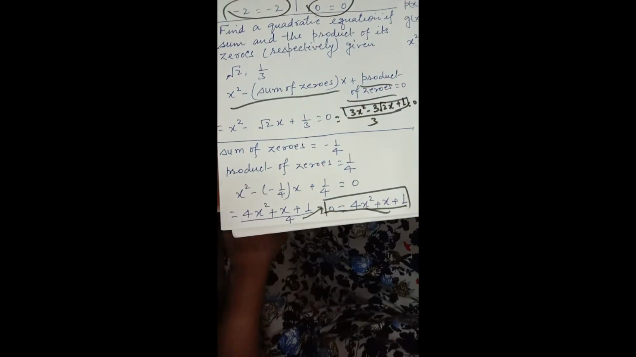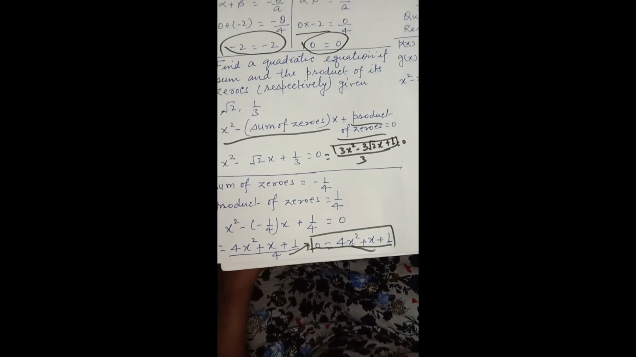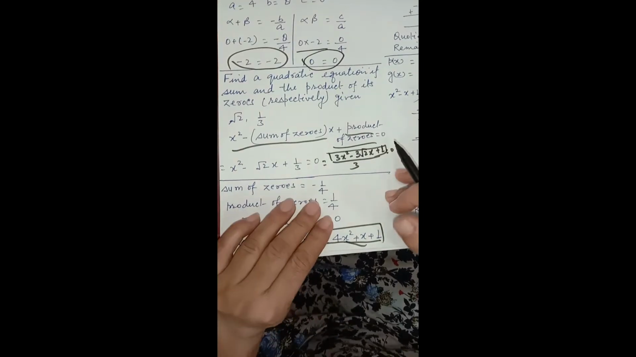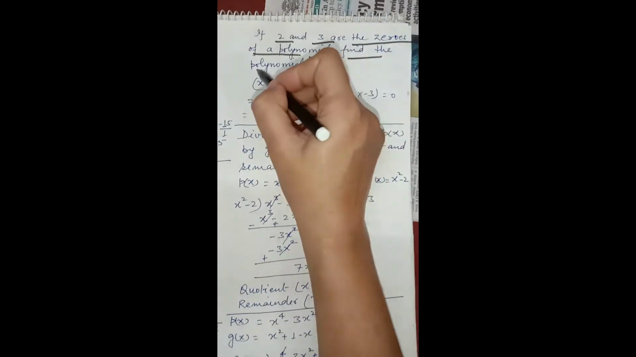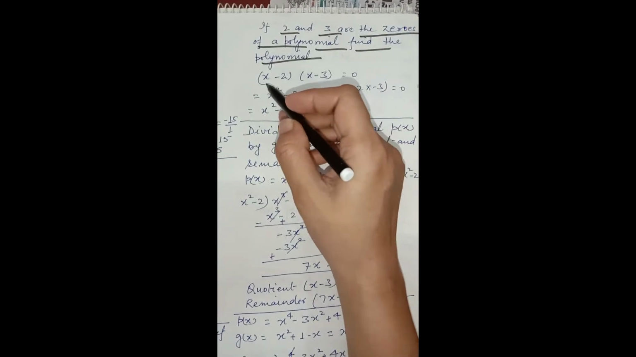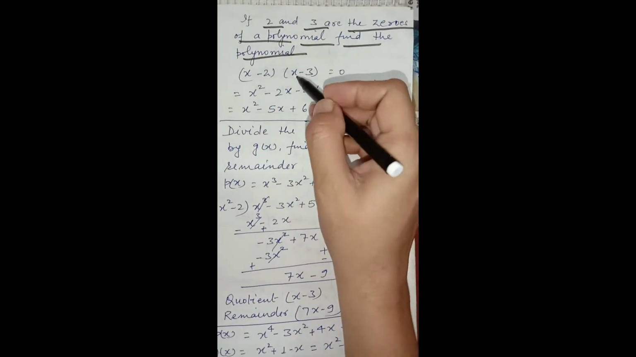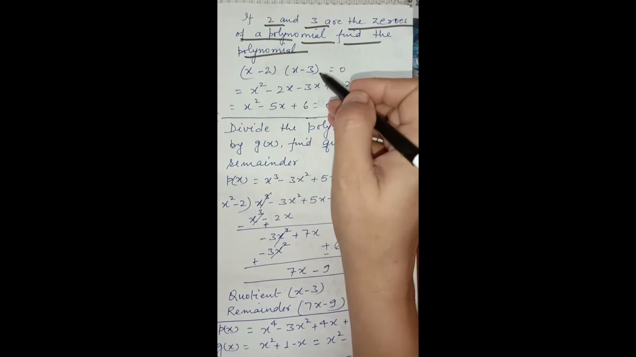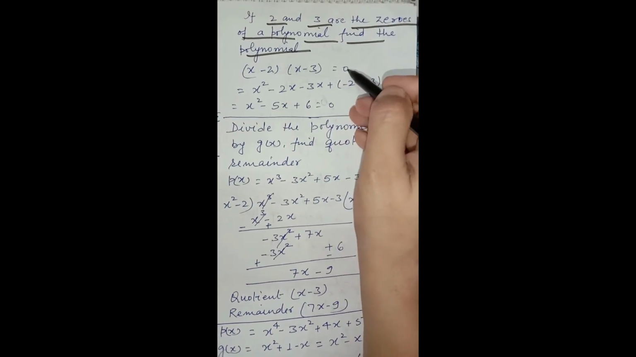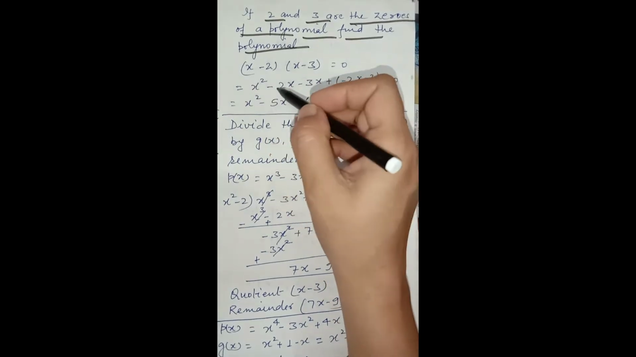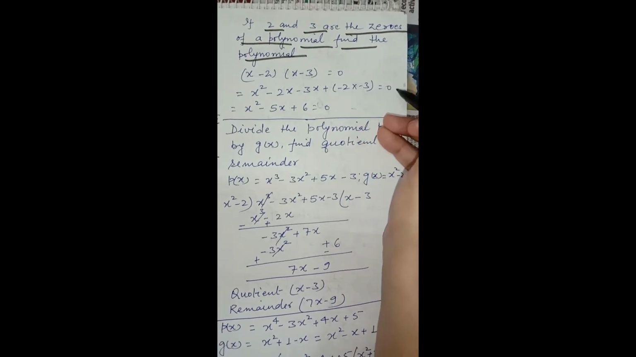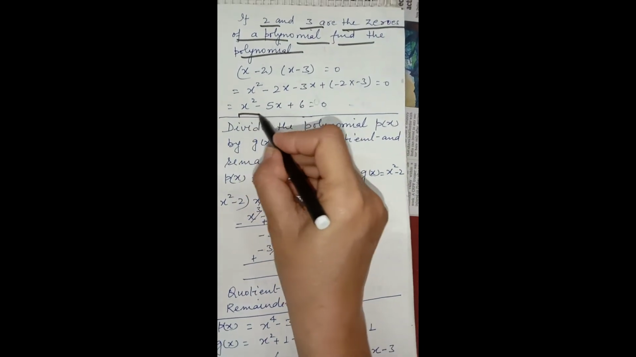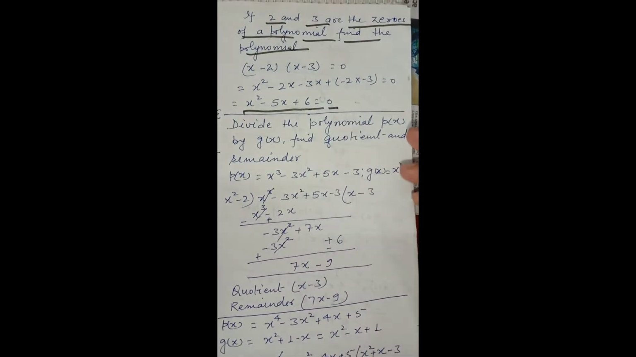So if you know the sum of the zeros and the product of the zeros, this is the way to form the equation. And if the zeros are given, suppose 2 and 3 are the zeros of the equation, then there is another way to find the equation. The way to find the equation is x minus the first factor, x minus the second factor, and you multiply both the equations, you will get the required polynomial. So on solving, we will get x square minus 2x minus 3x plus minus 2 into minus 3 equals to 0, or x square minus 5x plus 6 equals to 0. This will be the equation.